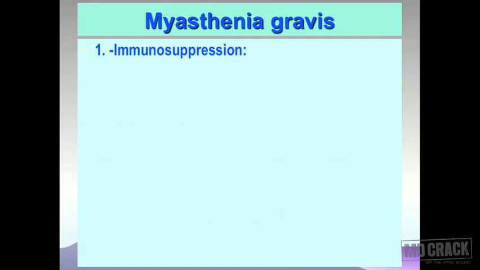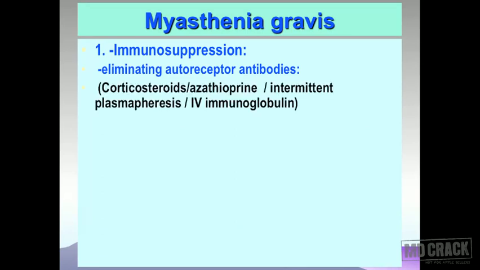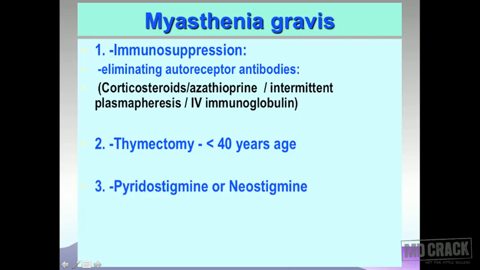What are the approaches to treat? Since we know the immunological basis, the first approach is immunosuppression. That's eliminating the autoreceptor antibodies. Corticosteroids, azathioprine, intermittent plasmapheresis, and IV immunoglobulin. These are the approaches, and these drugs could be useful for immunosuppression. The second approach is thymectomy for the patients who are less than 40 years of age.